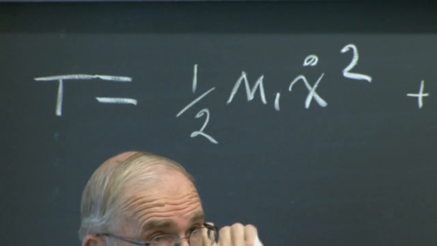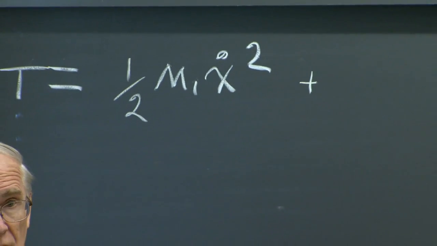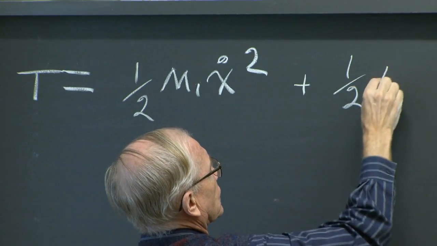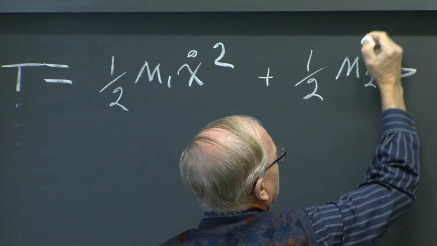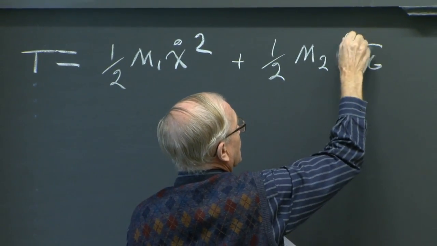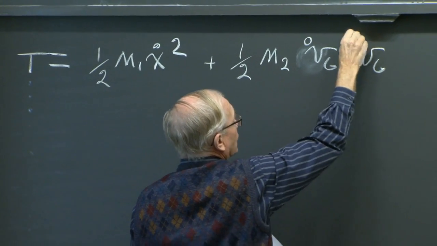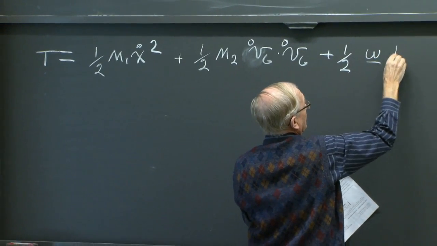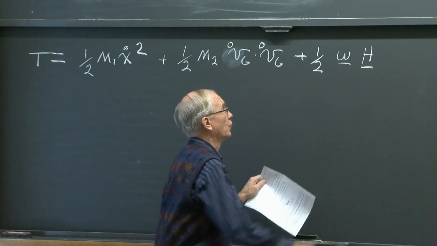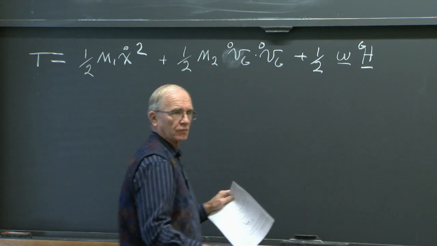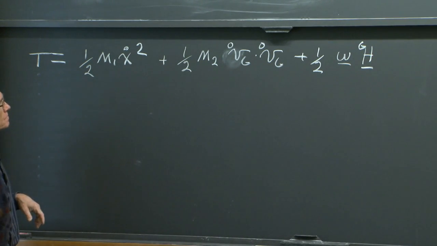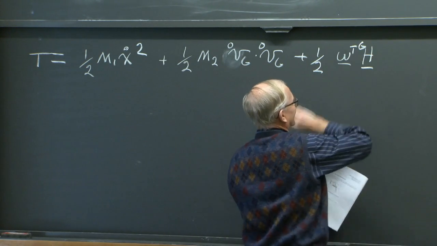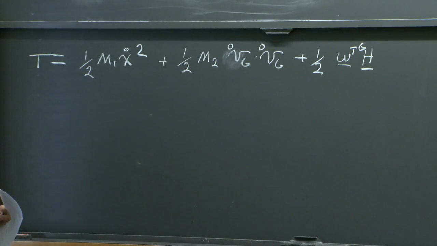For the second rigid body, the full general expression is 1/2 m2 v_G/O dot v_G/O plus 1/2 omega transpose times H with respect to G. You good with that, Vicente? Okay. You need the transpose. Good. All right.